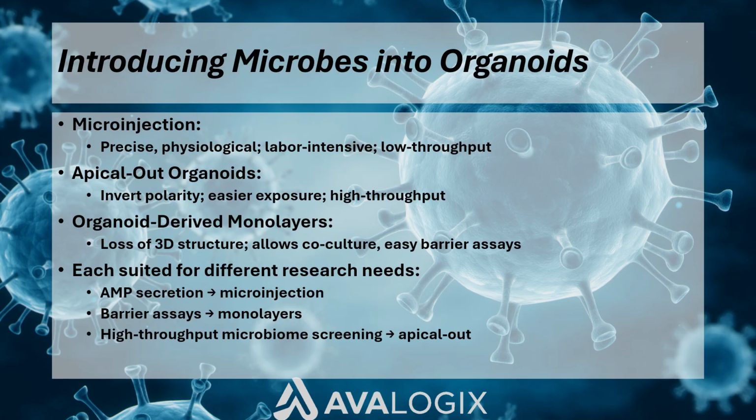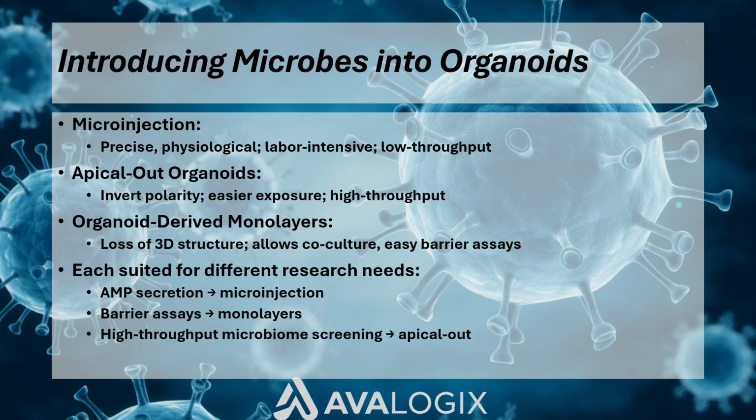Now that we've explored the amazing capabilities of gut organoids, you might be wondering, how exactly do we get microbes into these organoids to study their interactions? After all, organoids typically form closed spherical structures, like hollow balls, with their apical surface, the side that normally faces the gut lumen, tucked inside. That creates a bit of a logistical challenge. Luckily, researchers have developed several clever approaches to overcome this. Method 1: Microinjection.